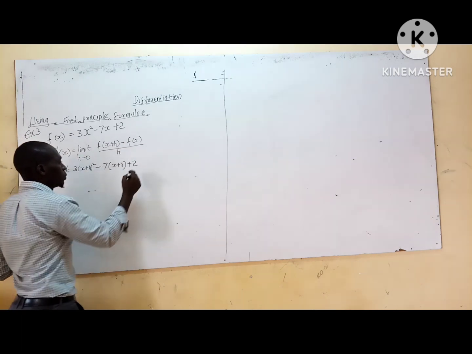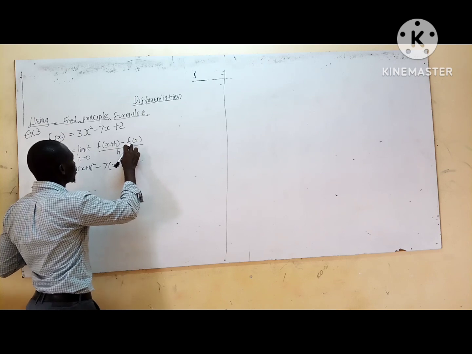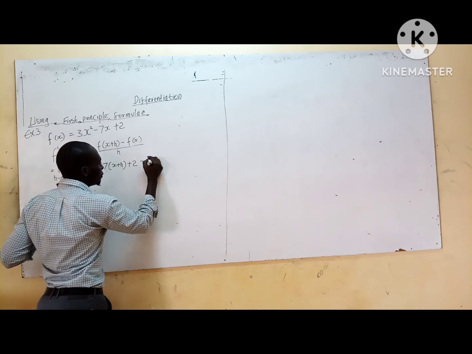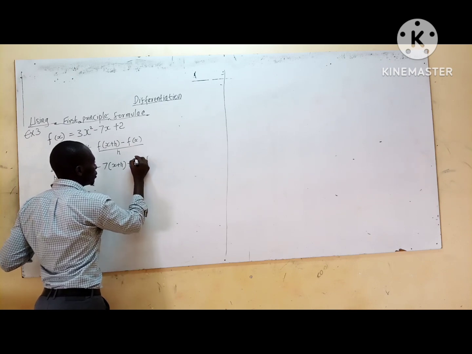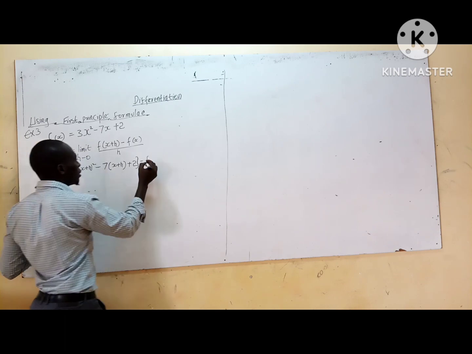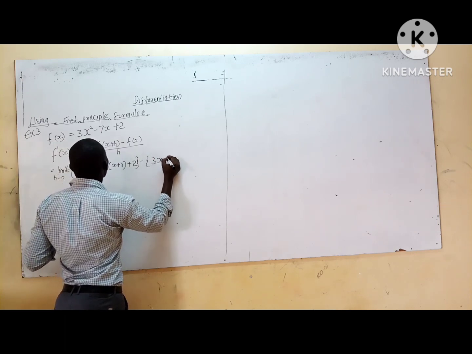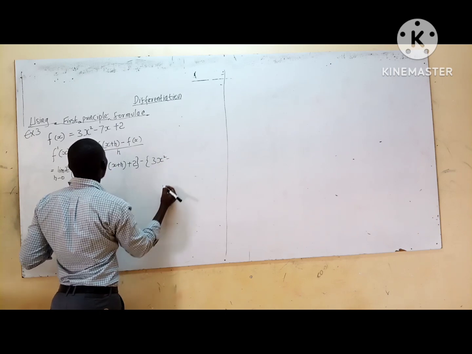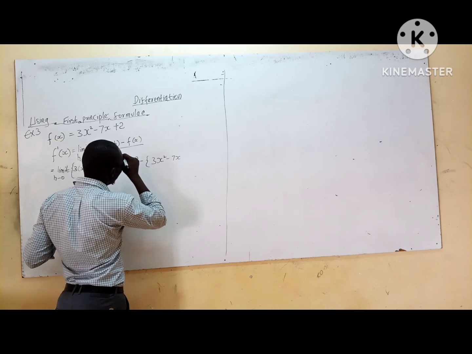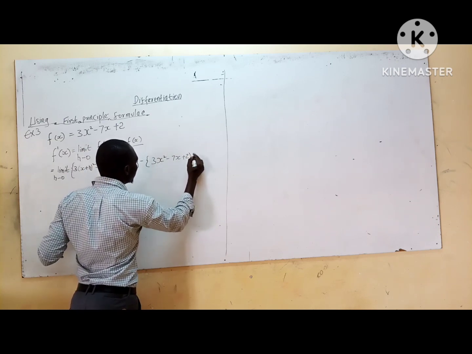Now let us jump into the functional side, where we are now going to have 3x squared minus 7x plus 2.